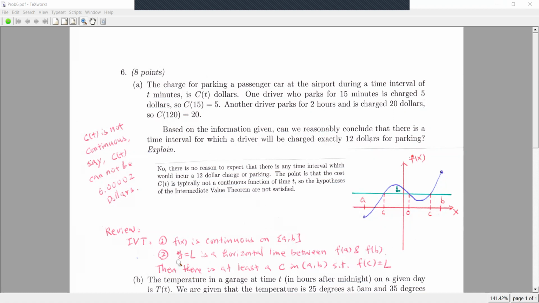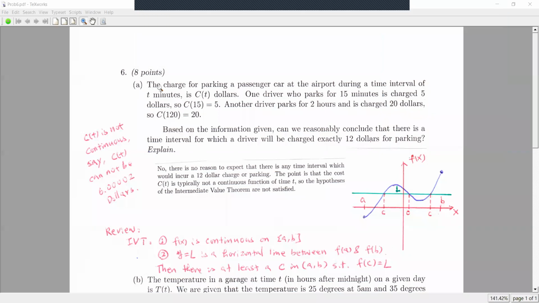Then, the conclusion. There is at least one point c between a and b such that the function value at c is the number L. In this diagram, there are 3 such points. At this point, the function value is L. At this point, the function value is also L. At this point, the function value is L.